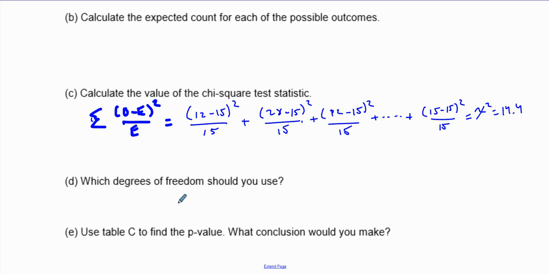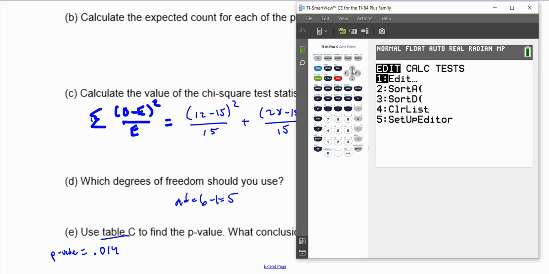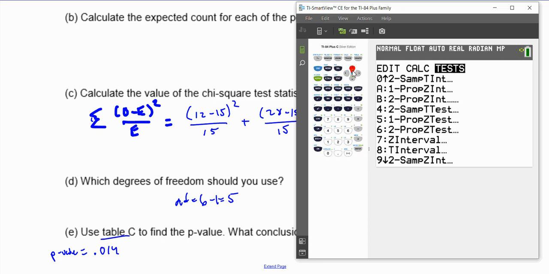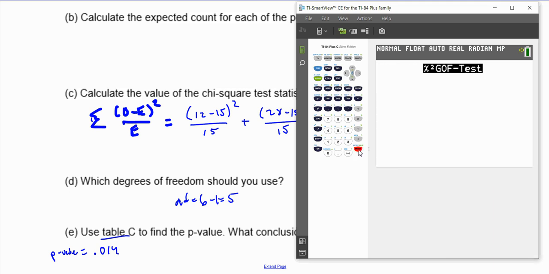Which degrees of freedom do we use? Degrees of freedom, as we said before, is going to be 6 minus 1, which is 5. And then, what conclusion can we make? Well, I believe it's 0.013, that is our p-value. Okay, and you can use a table C. I used a calculator in doing that. And so if I want to do that again, once again, over here, go to test. Go down, and we're going to press D. I should have just brought that up. I apologize. All right, and we have 0.013.